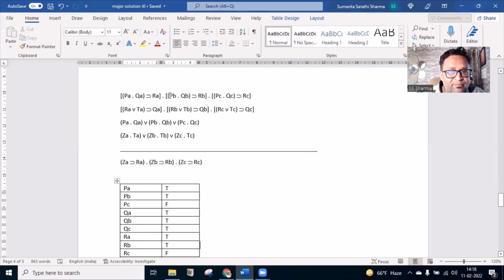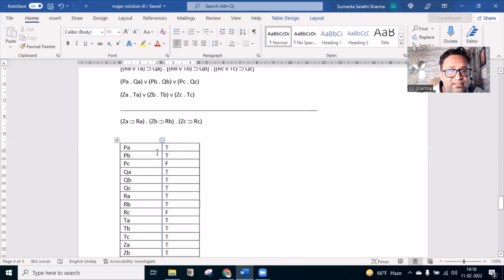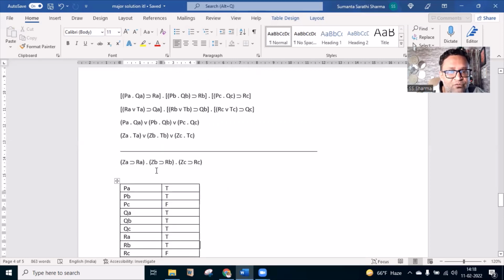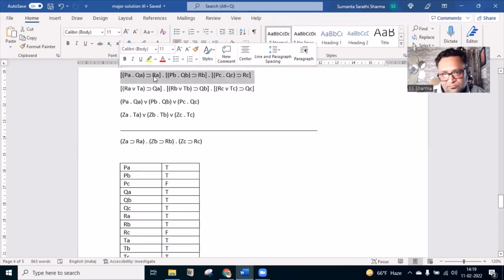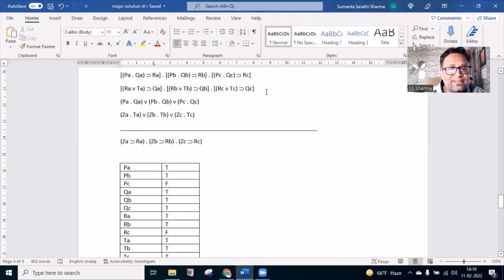And for the rest of them, like PB, because all of them have to be true as well. You can see that PA and QA are both true, and RA is also true. Similarly, PB and QB are both true, and RB is also true. So this line is done, right? So this whole line will become true. So our first hurdle is taken care of.